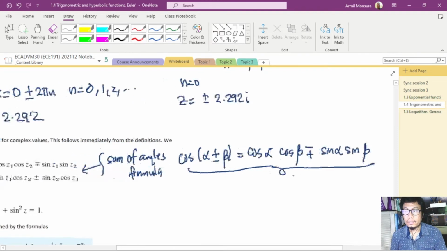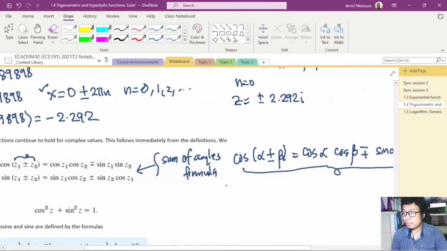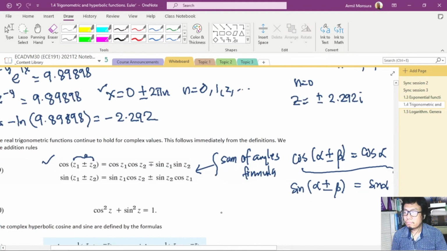And this is the analog, or the similar identity that holds true for numbers in the complex domain. So as you can see, they are the same in form. Even in the sine function, sine of alpha plus or minus beta is sine alpha cosine beta plus minus cosine alpha sine beta.